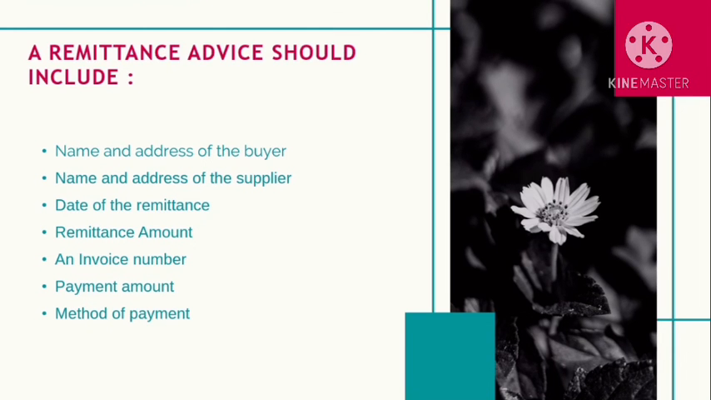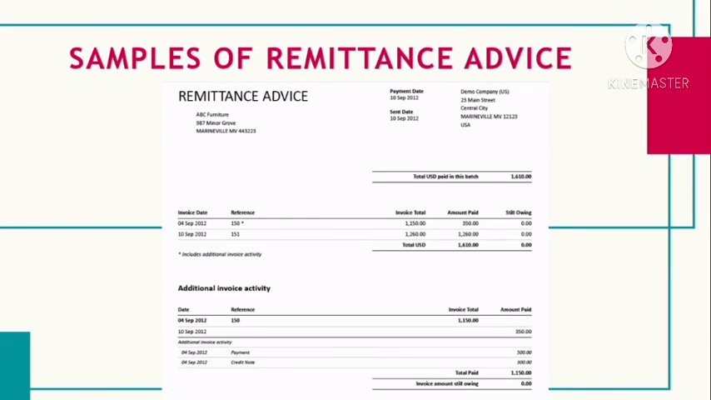Remittance advice should include name and address of the buyer, and next is name and address of the supplier, and then date of the remittance, and then remittance amount, and invoice number, and then payment amount, and method of payment. And next, here are the samples of remittance advice. You can look in here.